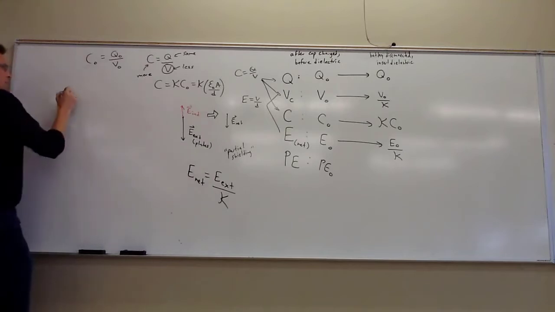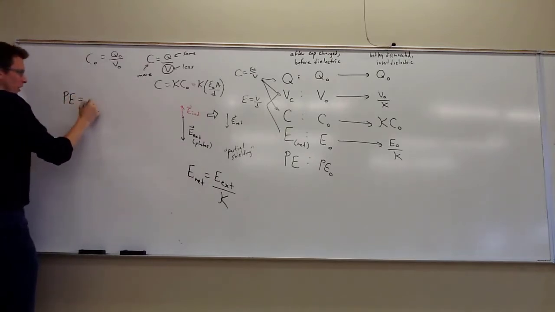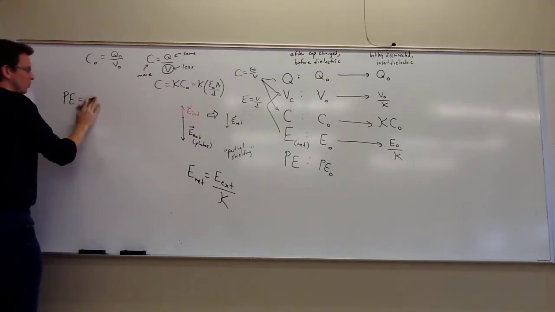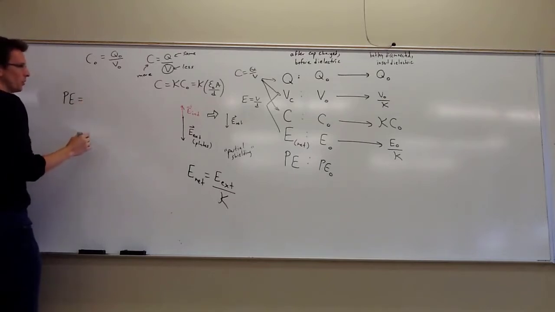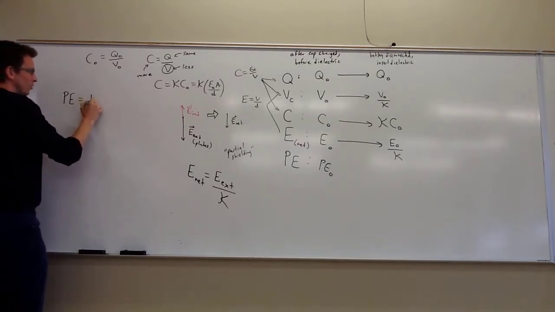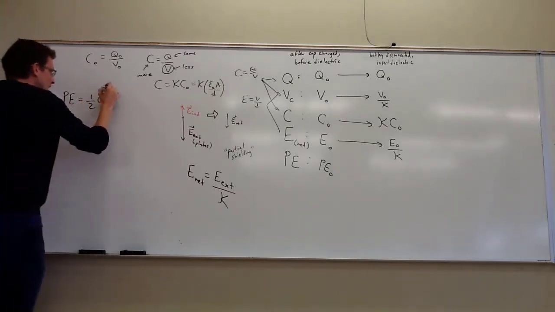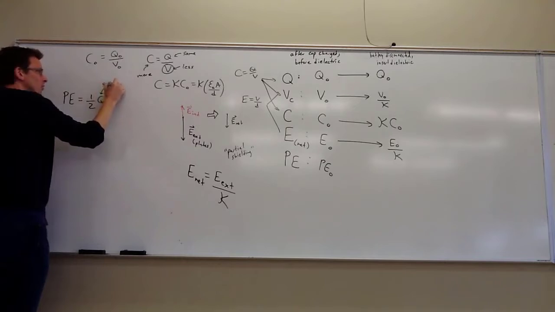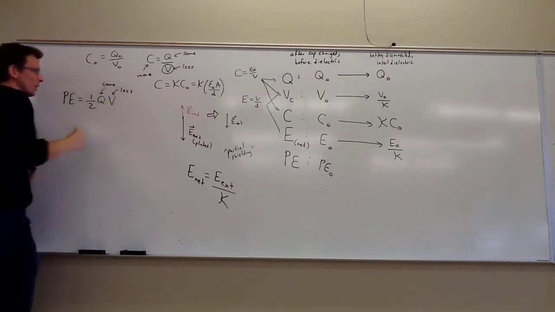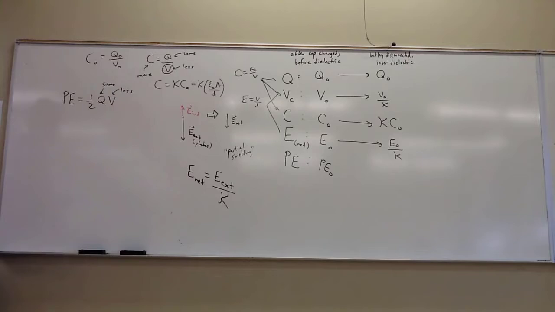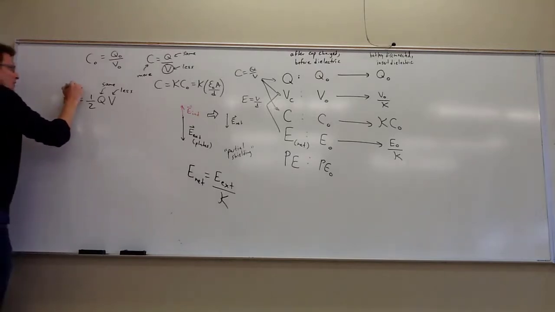So I'll pick one of my potential energy formulas. I guess I'll do 1/2 QV. Remember, there's 3 forms. I'll pick whichever one seems the most instructive. If we have the same exact amount of charge stored, but at less voltage, that tells us we have what? What happens to the potential energy? It's less. We've stored less energy now.